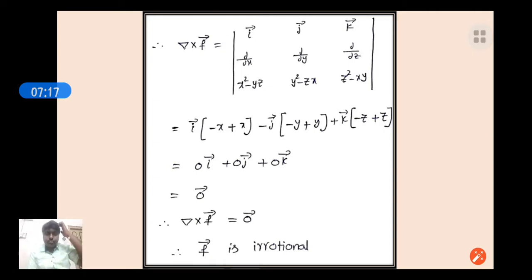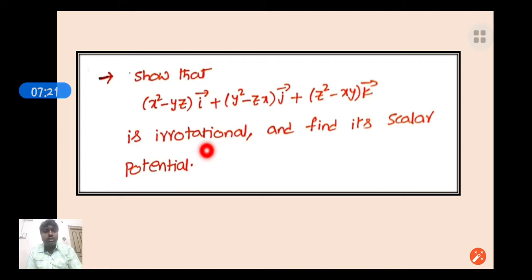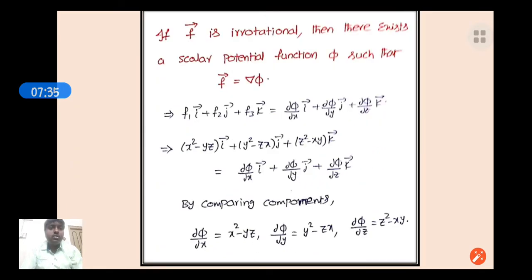In the given problem, first of all, we have to show that the given vector point function is irrotational. So, the first part is completed. Now, the given function is irrotational, and I am calculating the scalar potential phi. For that, if f bar is irrotational, then there exists a scalar potential function phi such that f bar is equal to del phi.